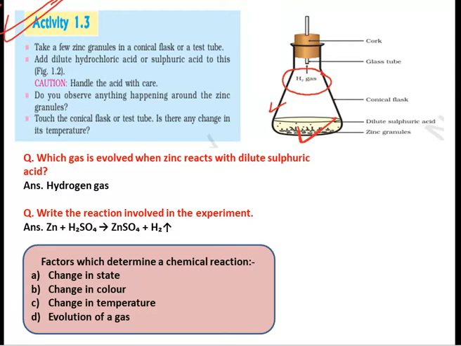Right? So one question which is asked from this experiment is: which gas is evolved when zinc reacts with dilute sulfuric acid? The name of the gas is hydrogen gas. Whenever zinc reacts with dilute sulfuric acid, hydrogen gas is liberated.